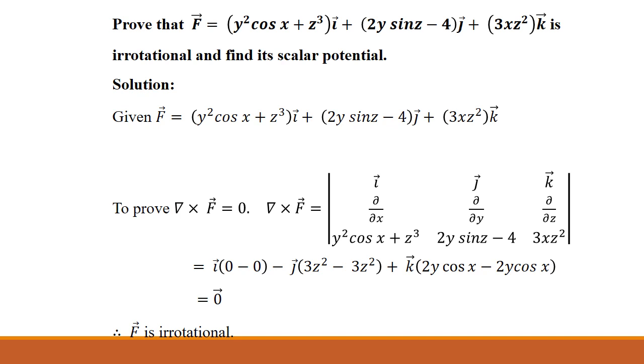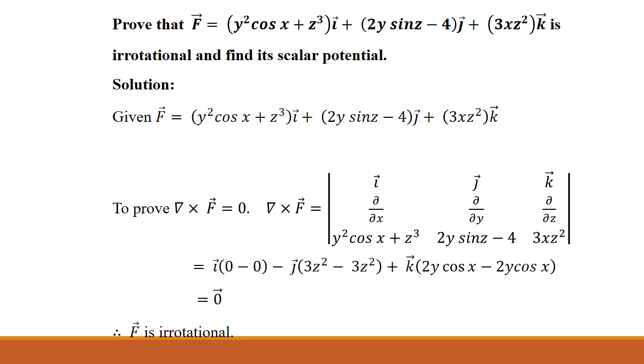First row i vector, j vector, k vector, then dou by dou x, dou by dou y, dou by dou z. Then the coefficients of i vector, j vector, k vector in f vector. Find out the value. Here we get del cross f vector equal to 0 vector. 0 vector means 0 i vector plus 0 j vector plus 0 k vector. Therefore, the given f vector is irrotational.